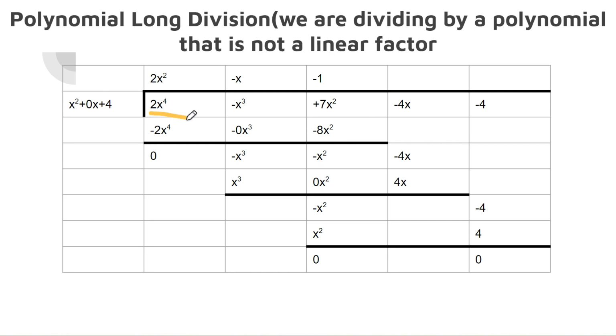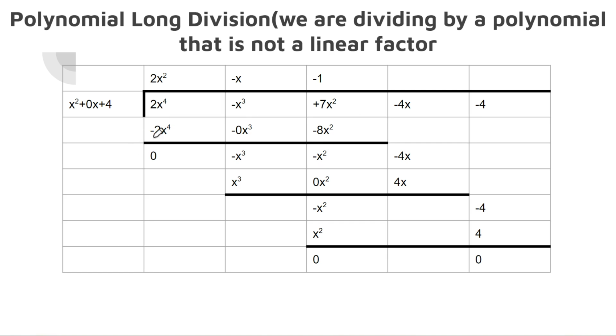You take the big number here, divided by this term. 2x to the fourth divided by x squared is 2x squared. Now you're going to take this 2x squared and you're going to multiply it to each term here. 2x squared times x squared is 2x to the fourth. However, switch signs. You're going to do the same thing for all these. 2x squared times 0x is 0x cubed. Switch the sign. And 2x squared times 4 is 8x squared, but switch the signs and then add.